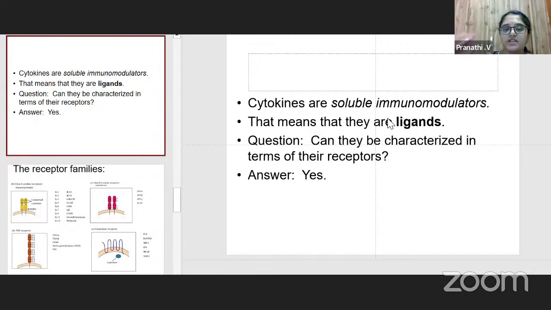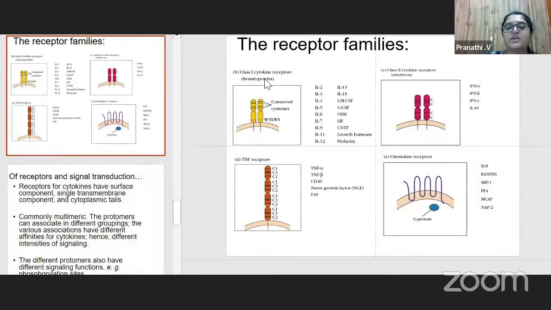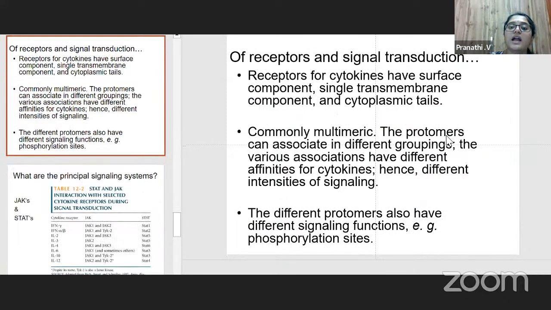So they are ligands in nature. Example, like I told you, class 1 cytokine receptors are hematopoietic, class 2 are interferons, class 3 are tumor necrosis factors, and class 4 are your chemokine receptors, which include IL-8, MIP, and different kinds again. And they are all going to have a signal transduction pathway involvement, wherein they are the receptors for cytokines, they are surface components. In fact, they are single transmembrane components, and they are multimeric also.